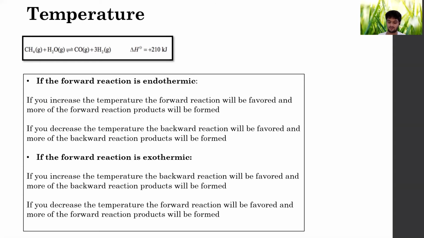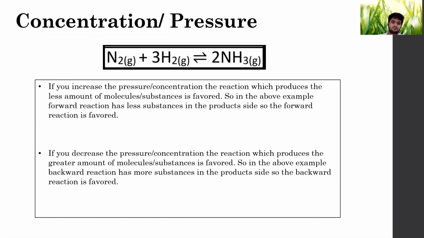They will give you a reaction, and give you the enthalpy change, or say whether the forward reaction is endothermic or exothermic, and then tell you what is happening. So keep this in mind. If the forward reaction is endothermic, the backward reaction must be exothermic. If the forward reaction is exothermic, the backward reaction must be endothermic. They can't both be endothermic or both exothermic. Think, why is it so?